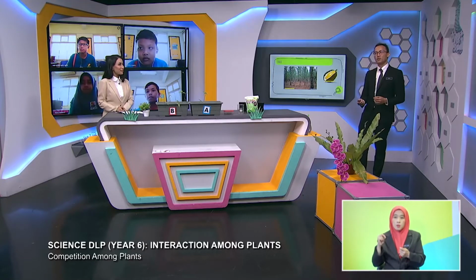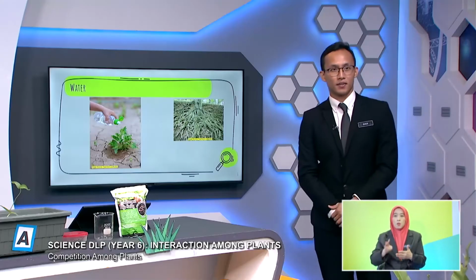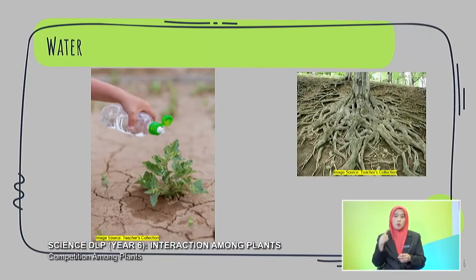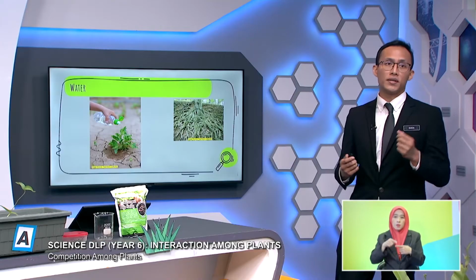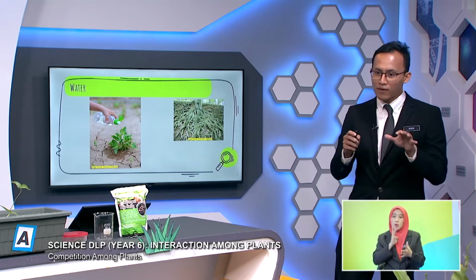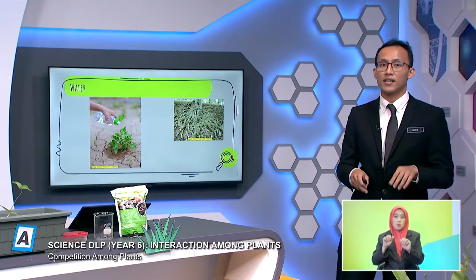Mr. Q, next. Moving on, this is water. As we all know, water is the basic need of all living things. It is important for plants, animals, and also humans. So, competition will definitely occur between plants when water is finite, especially during the drought season, when there's no more water. Plants will definitely compete for water. They look for water underground.